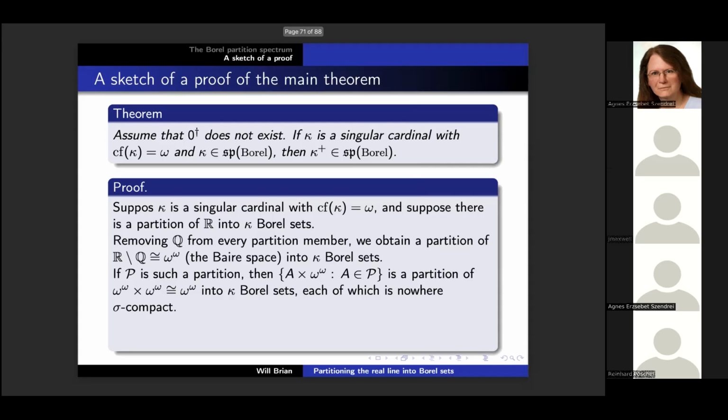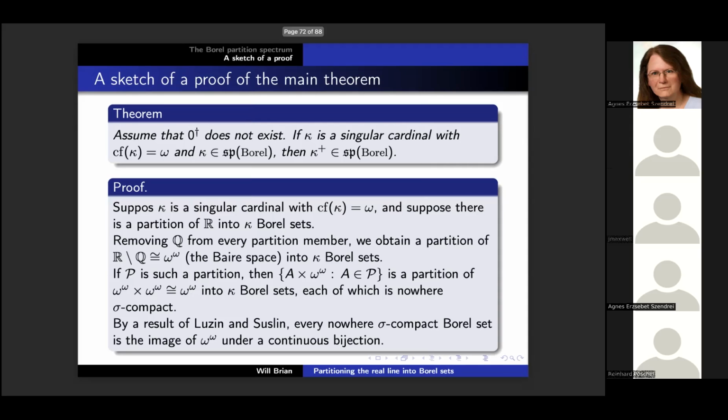Okay. If P is such a partition of the Baire space into kappa Borel sets, then the next move we want to do is just multiply everything by the Baire space. So I take everything in my partition and I multiply it by the Baire space, and what do I get? I get a partition of the Baire space times the Baire space into Borel sets. But it turns out the Baire space times the Baire space is just homeomorphic to the Baire space. It doesn't actually change the topology. So we get a partition of Baire space into kappa Borel sets, each of which has the additional property of being nowhere sigma compact.